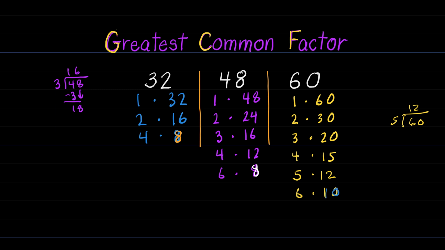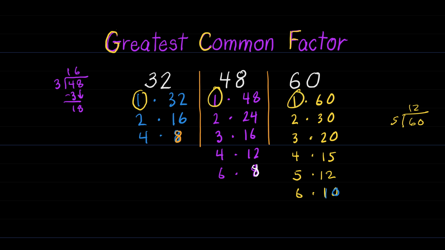So now the next step is to simply start with the number that has the fewest factors. Look at number 32 here. It's got the fewest number of factors. You don't have to start with the number with the fewest factors, but it makes the whole process go faster. It's easier. And who doesn't like faster and easier? Here we go. All numbers have 1 in common, so let's just circle it anyway.